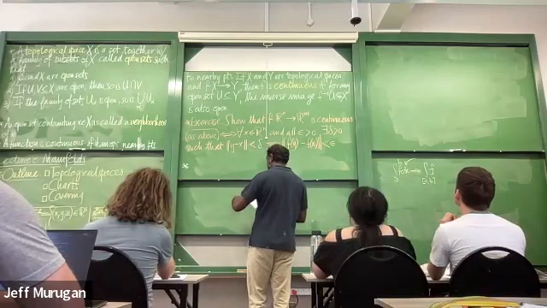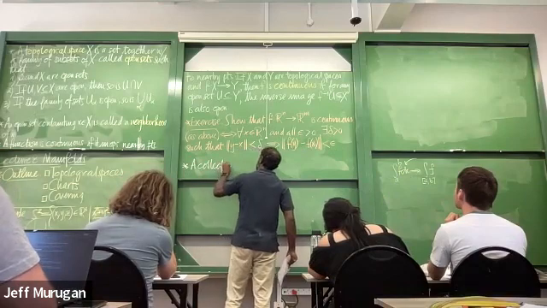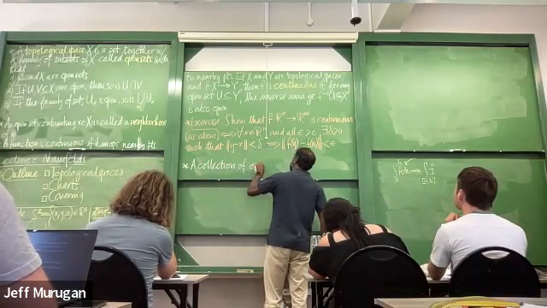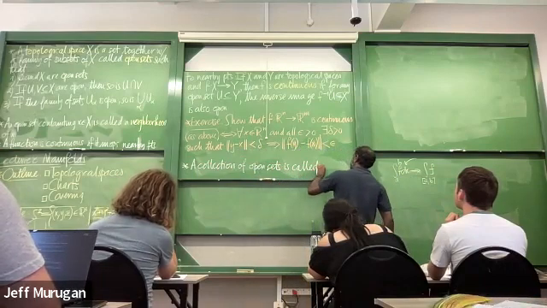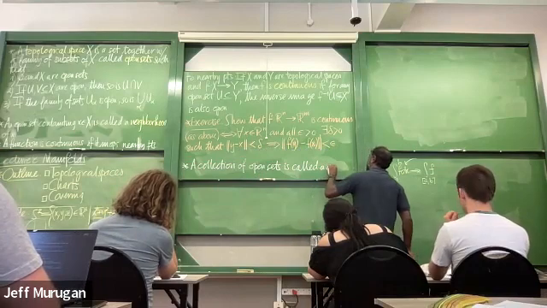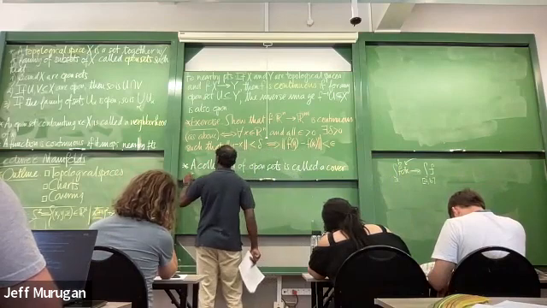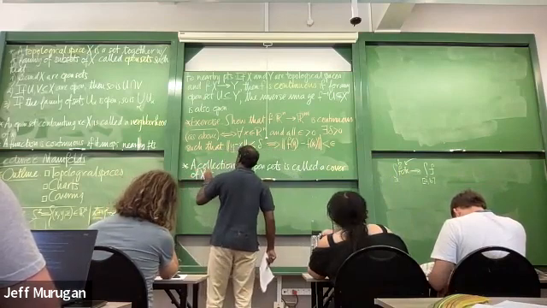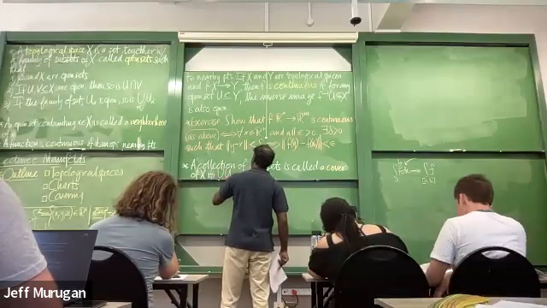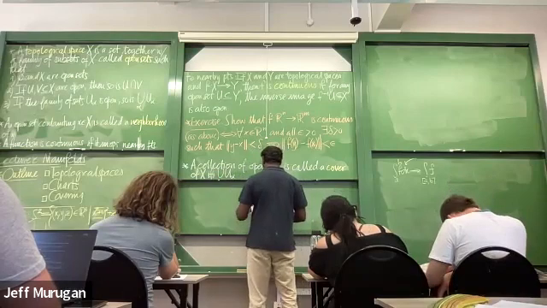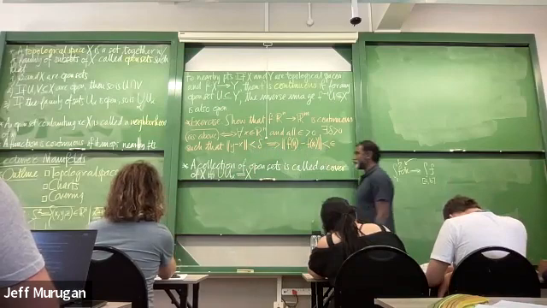So a collection of open sets is called a cover of the topological space X if the union of such sets is all of X.